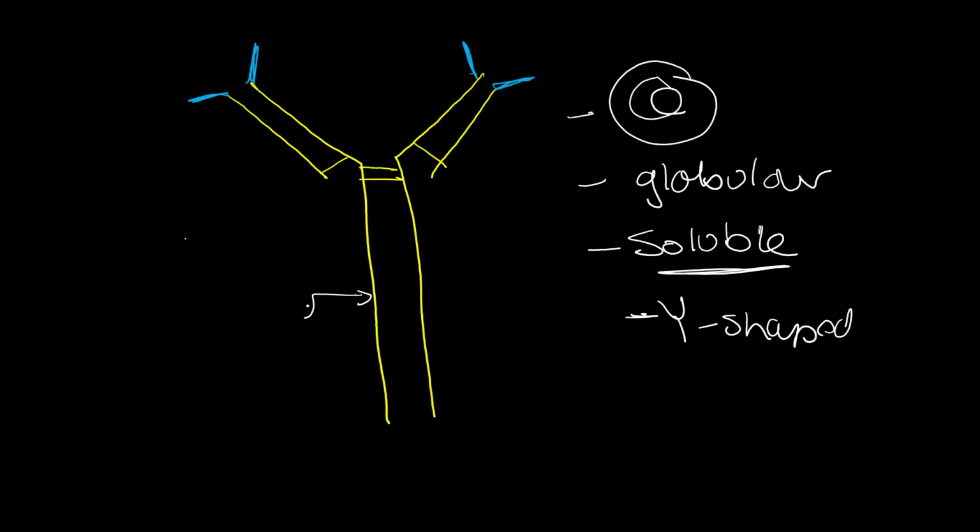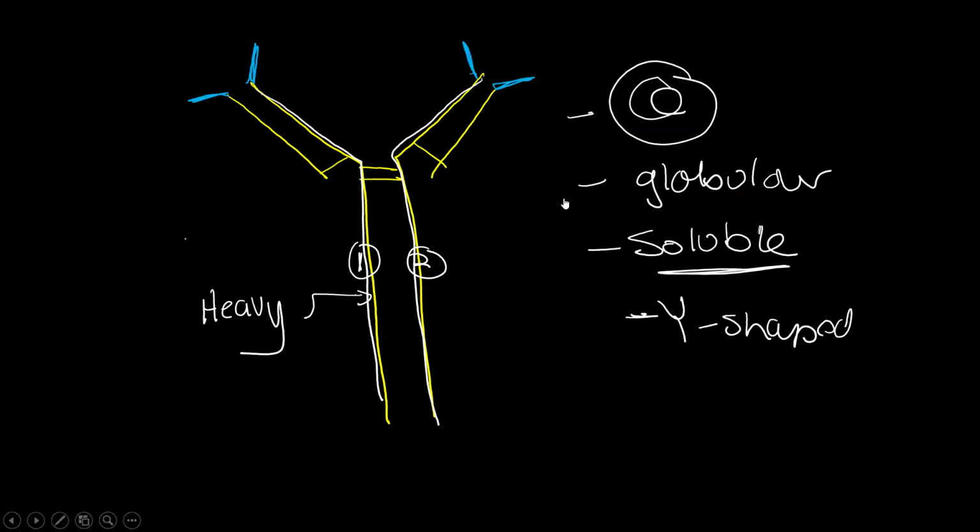Heavy or light? Heavy. They're called the heavy chains. As you can see, you have two heavy chains, 1 and 2. The heavy are the longer chains. These are the heavy chains. Okay?